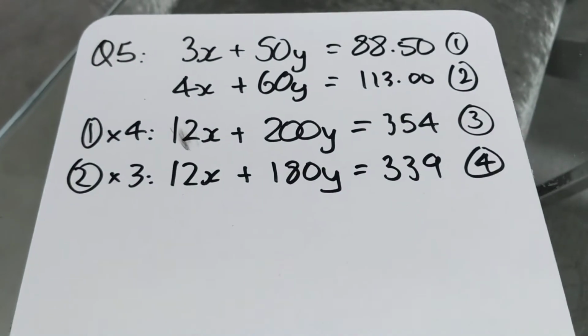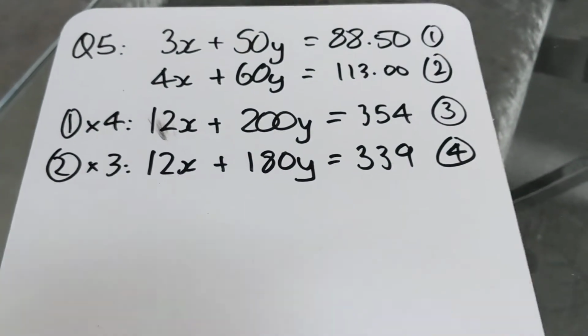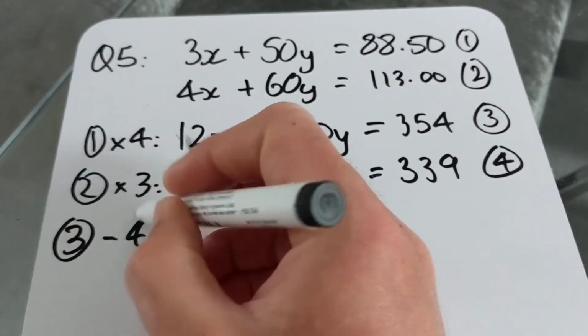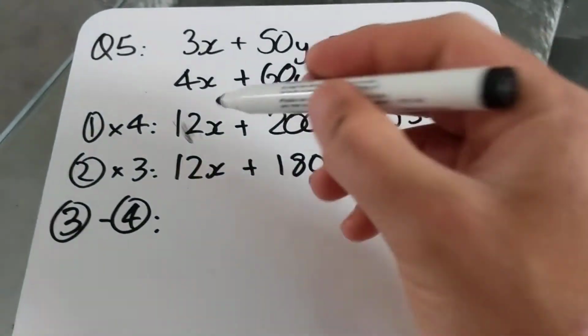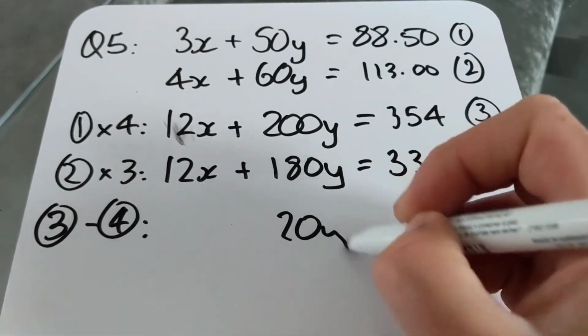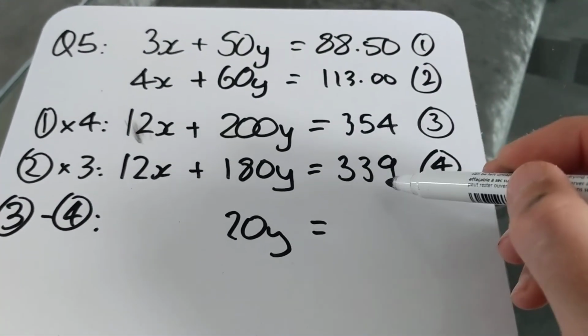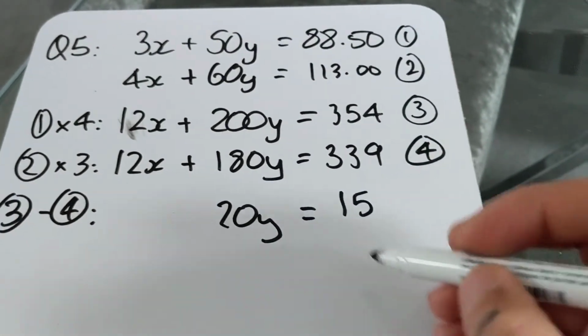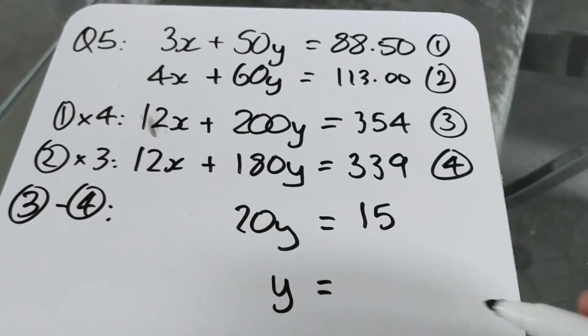So you get your 4 equations. You've now got 12 x's in both of these. So if we do equation 3, take away equation 4, 12x take away 12x cancels out. 200 take away 180 gives us 20y. And 354 take away 339 gives us £15. So to get y, we need to divide both sides by 20.